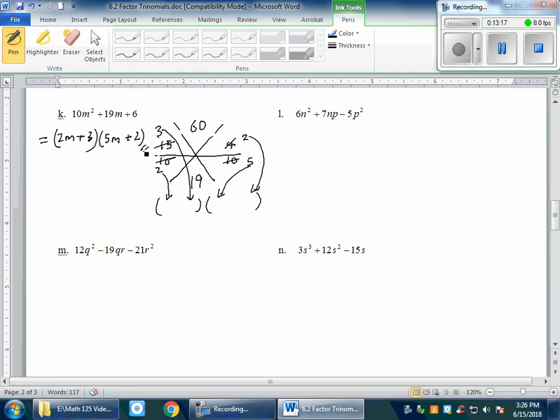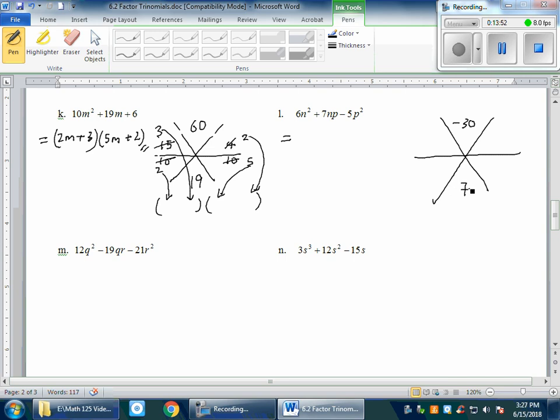If you have a multivariable, it's the same thing, except the second term now you have what? Another variable involved. So similarly, like in previous examples, we're going to try to do this. 6 times negative 5, that will be negative 30. And we are interested in getting the middle term positive 7. So which two numbers multiply to be negative 30 and add up to be 7? That's what we are thinking.